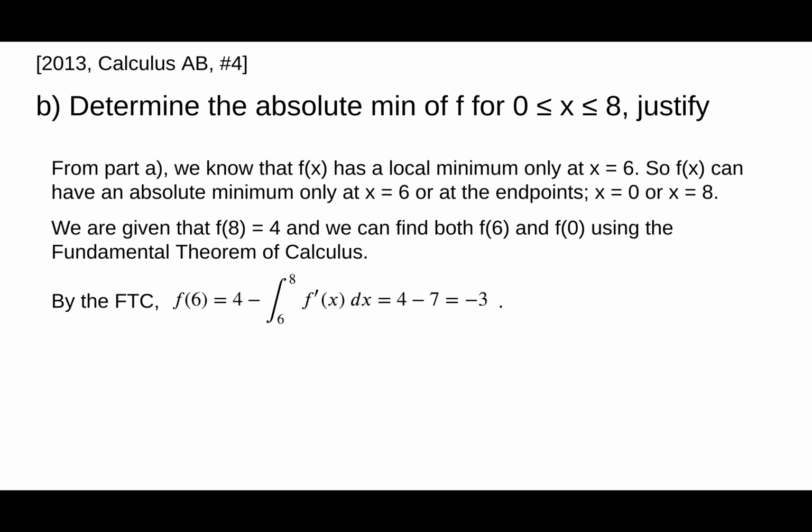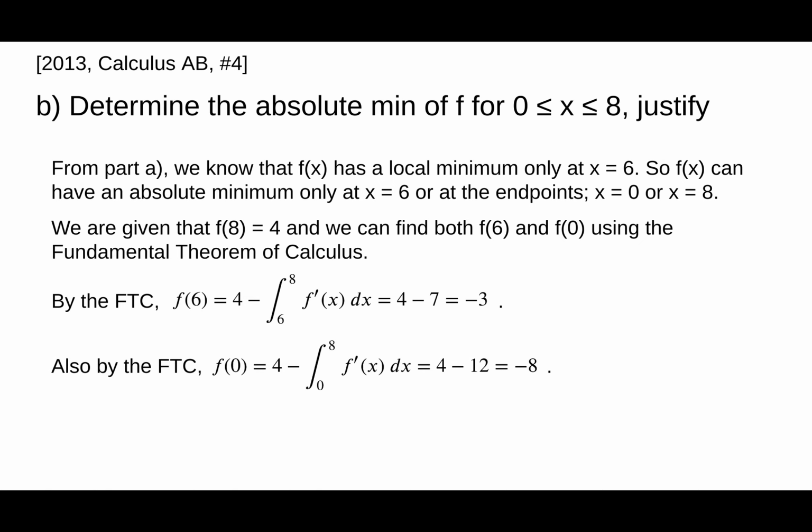So by the fundamental theorem of calculus, f of 6 would have to be f of 8, which we know is 4, minus the integral from 6 to 8 of f prime of x dx. Right? We are given on the graph that that area is equal to 7, and 4 minus 7 is negative 3. So f of 6 is negative 3, which is lower or less than 4. So, at this point, f of 8 cannot be the absolute minimum.